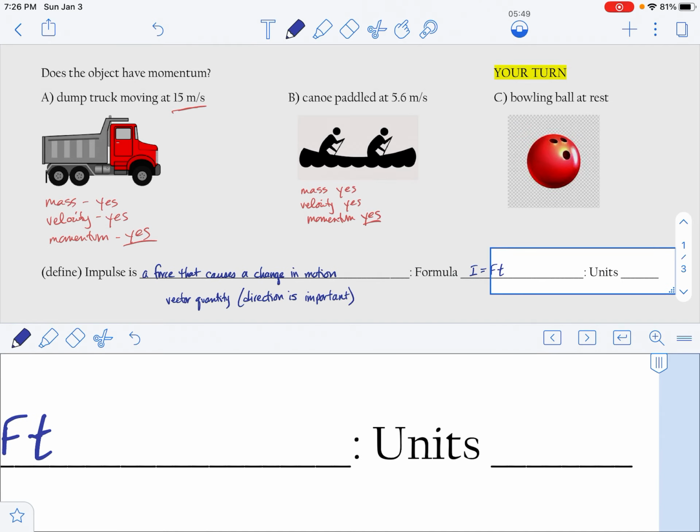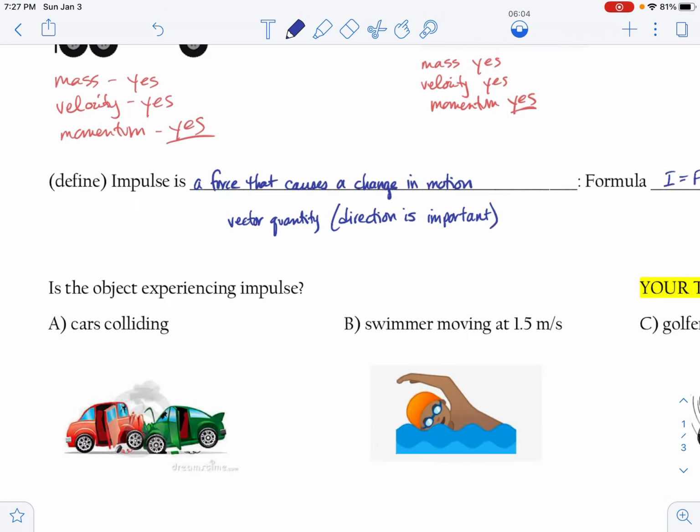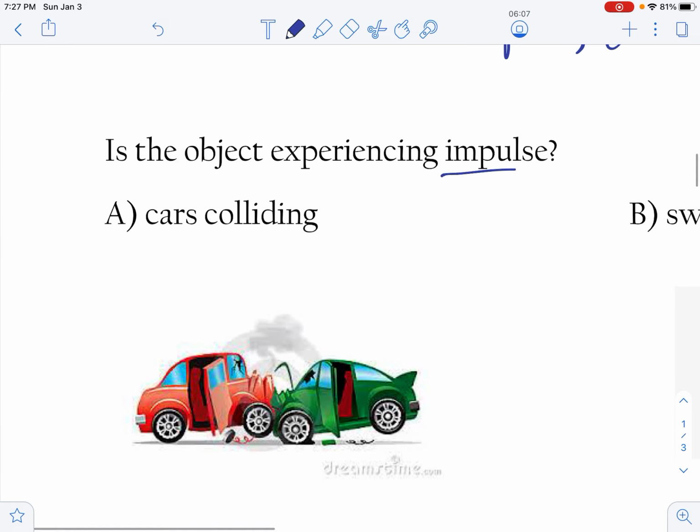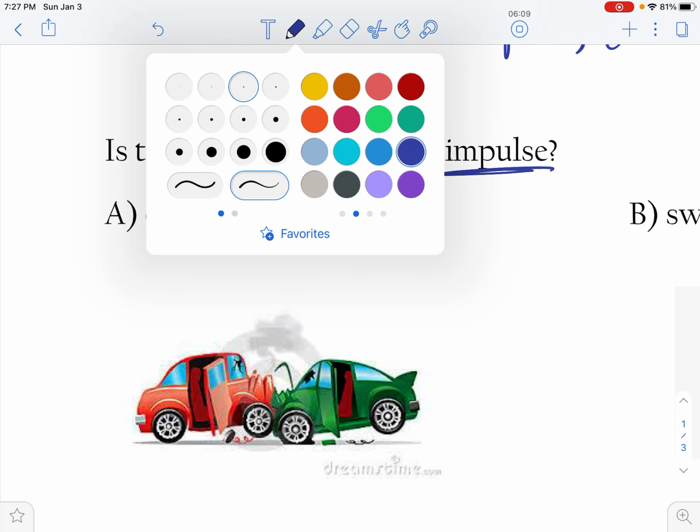How do we label this one? Well, same kind of thing as we did with momentum. Force is in newtons, time is in seconds. So we call these Newton seconds. I know, that's kind of weird. All right, so same thing here. Is the object experiencing an impulse?